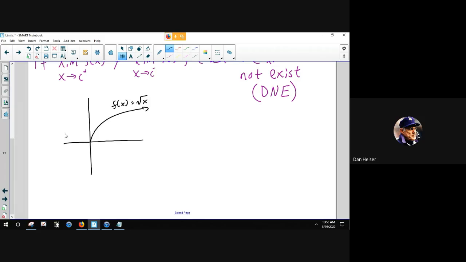How do you approach from the left to 0? There's nothing to approach. There's no part of the function that's over here. So if I were to ask you what's the limit of the square root of x as x approaches 0 from the left, we would say it does not exist. We cannot approach from the left. We can approach from the right.